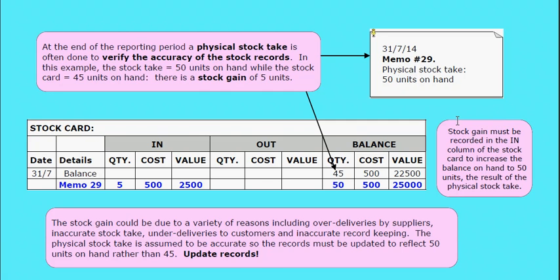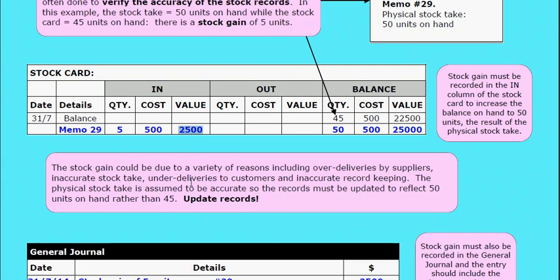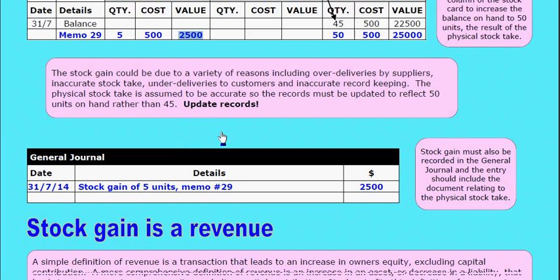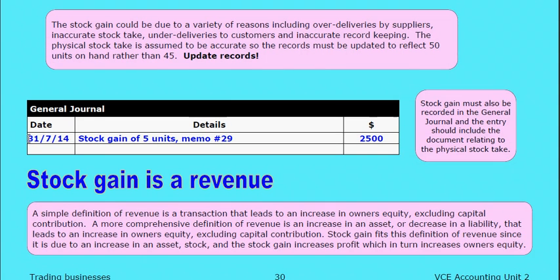So we record the stock gain in the memo. We record the stock gain in the stock card in the in column, and we update the balance. And we also record it in the general journal. So in the general journal, you just put the date, stock gain, 5 units, memo 29, and the value. So that's how you record the stock gain.